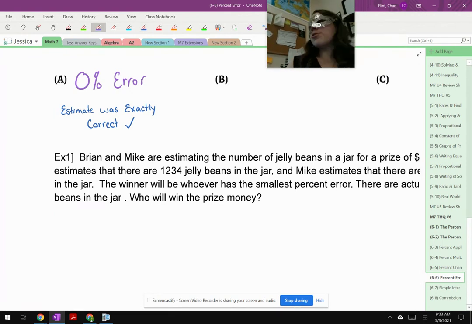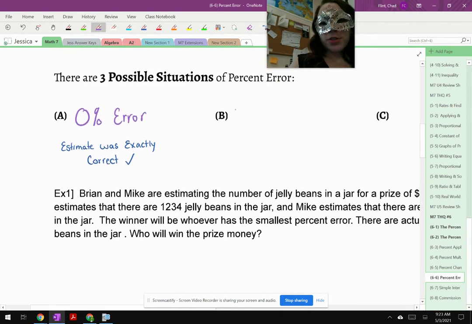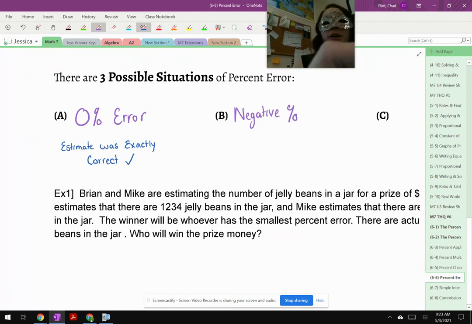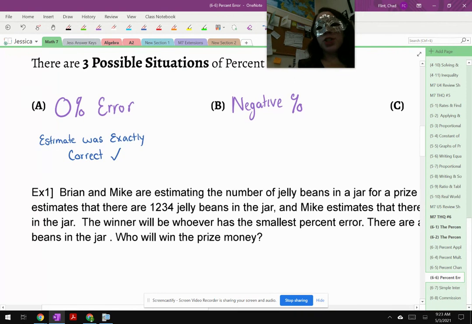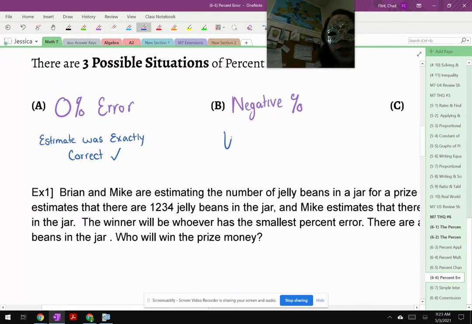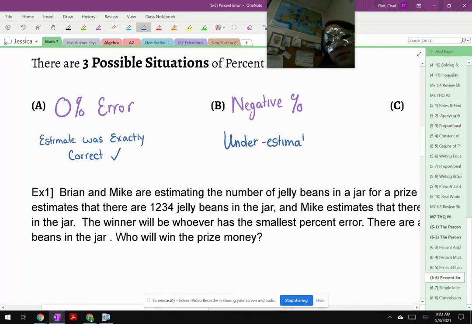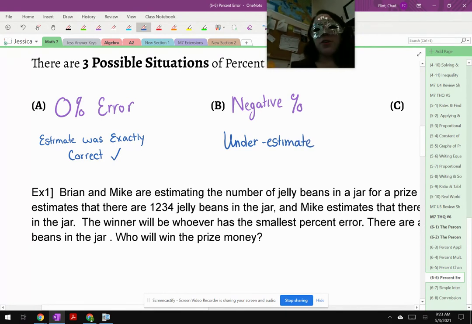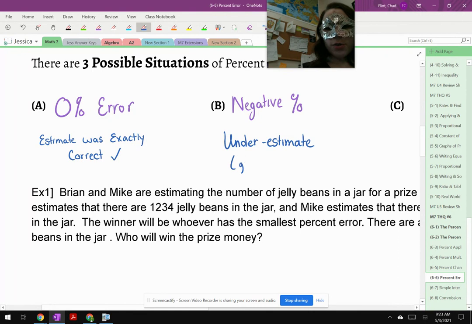The other possible situation, instead of getting a 0% error, you could get a negative percent error, just like we did with our percent change. And a percent change negative meant that it was a decrease. In this situation, if you have a negative percent error, that means that you underestimated, that your guess was too low.